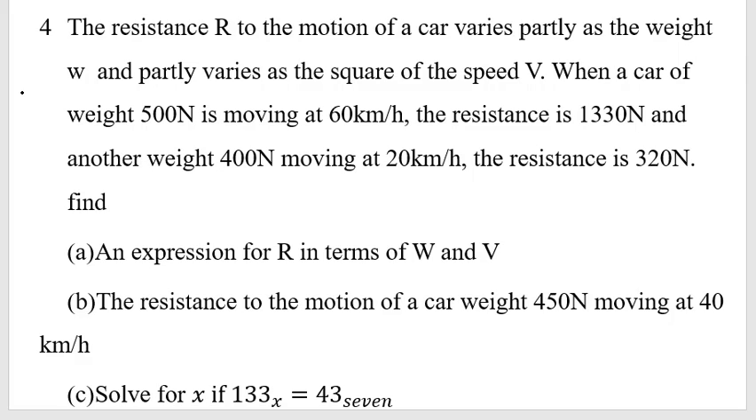So we'll go through all the questions, that is the A and B and then the C. So we start with the A. Now the question is saying that the resistance R to the motion of a car varies partly, the key word there is partly, as the weight W and partly varies as the square of the speed V. This is a partial variation question.